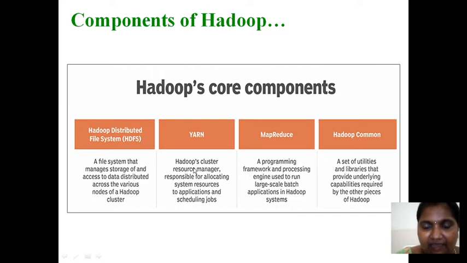Next one is YARN. YARN is the one after storing your data in terms of commodity hardware. These resources should be available and maintained in a perfect manner so that you do not lose the data. That is called YARN, or we can say it is called the resource manager. Next one is MapReduce.